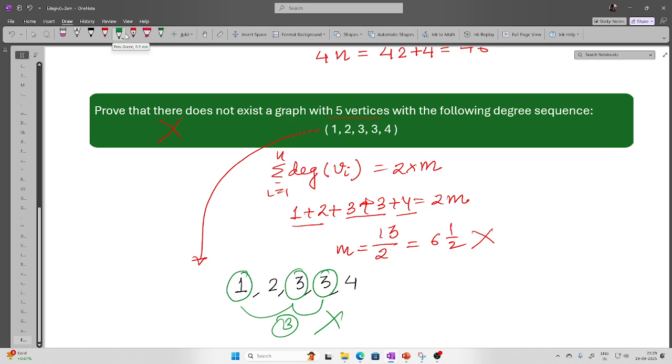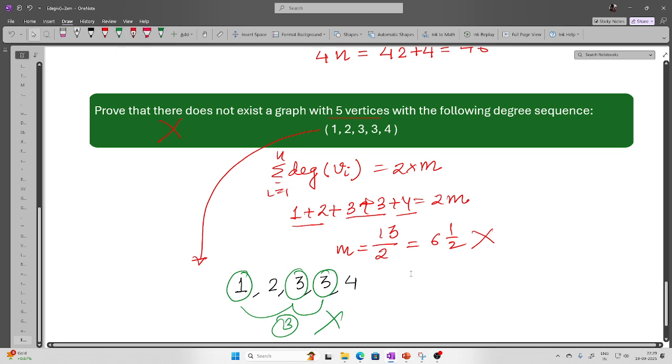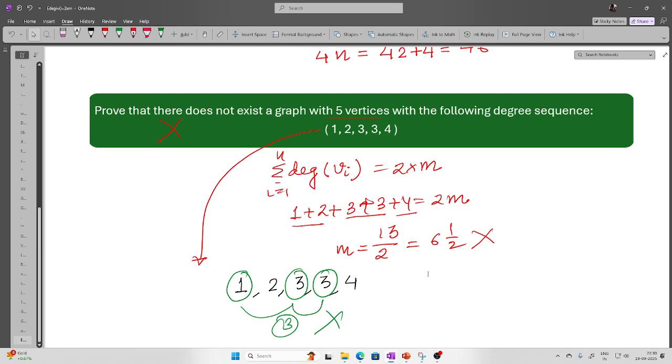So now you know how to handle problems related to the handshaking theorem. In this video, that is all for now. In the next lecture, we will learn about the Havel-Hakimi theorem to evaluate whether a particular simple graph is a possible graph, that is, whether it is graphical or not.